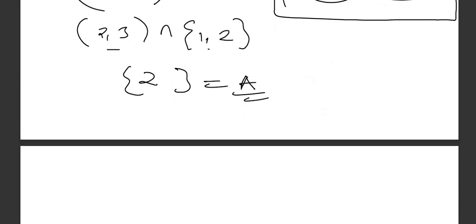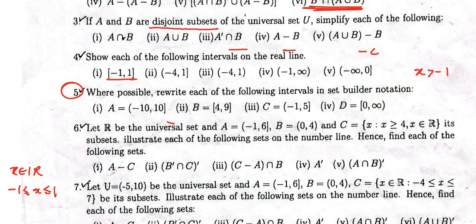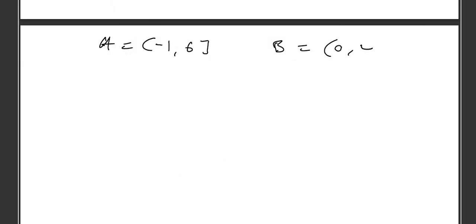A summary is if you have a set, let's say I use the same example here, at least to kill two birds with one stone. Here they're saying A is -1 to 6, open at -1 and closed at 6. Then B is 0 to 4, open on both sides. Then C is greater than or equal to 4, so it's closed at 4 up to positive infinity.